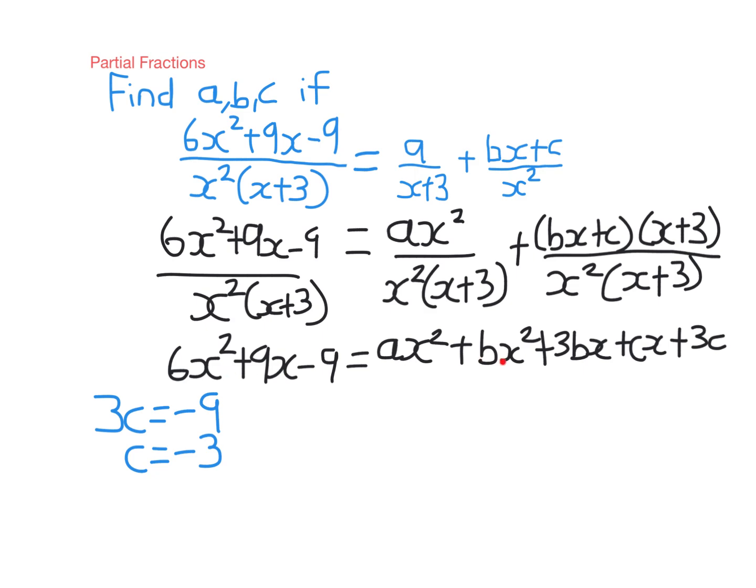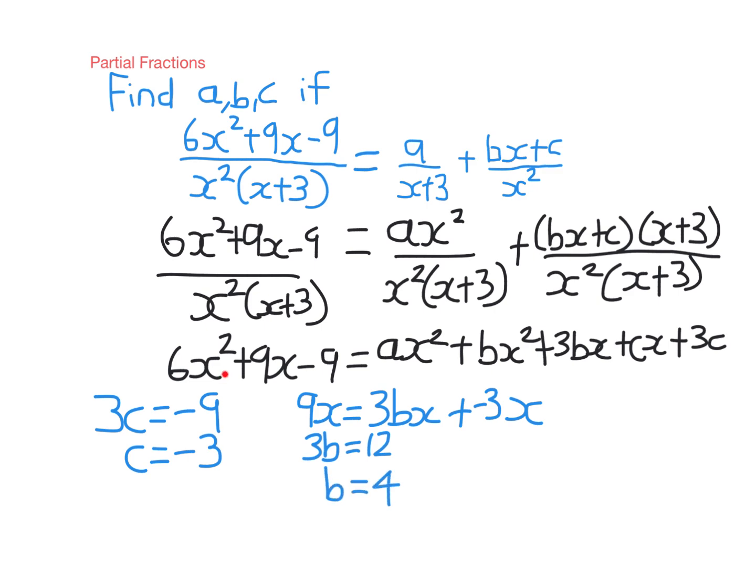So if these two expressions are to be equal, the terms with just an x have to be equal. So we must have that 9x is equal to 3bx plus cx. But wait a minute, we just figured out that c is negative 3. So we'll rub out c and replace it with negative 3. So that means 3b has to be 12, because 12x minus 3x is 9x. And of course 3b equals 12 implies b equals 4.